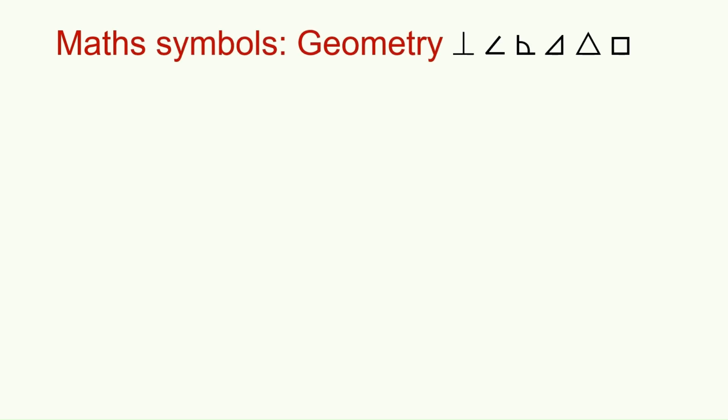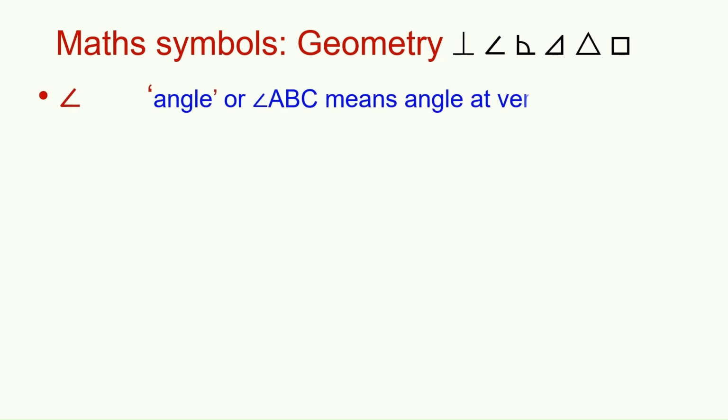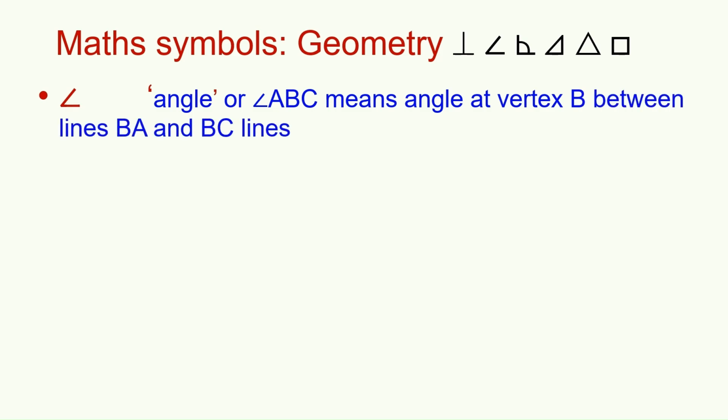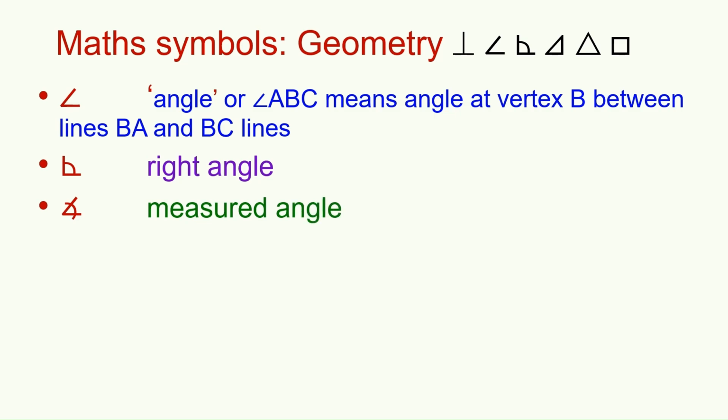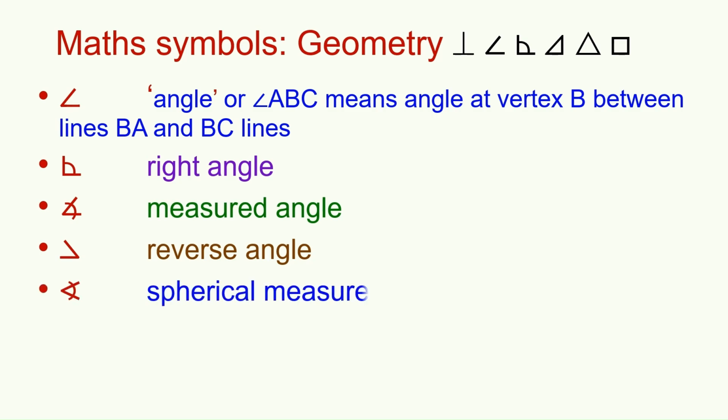Math symbols used in geometry. Two inclined lines as an angle, angle ABC means angle at vertex B between lines BA and BC. Perpendiculars with an arc is a right angle. Inclined line with arc is a measured angle. Angle in opposite direction means reverse angle. Angle sign with arc is spherical measured angle.